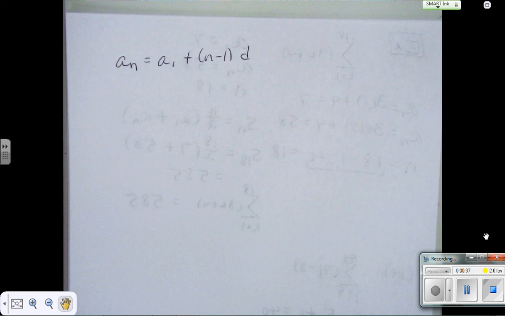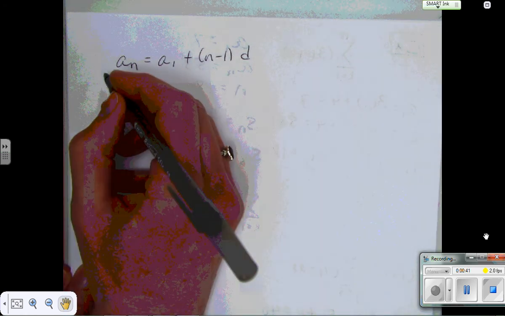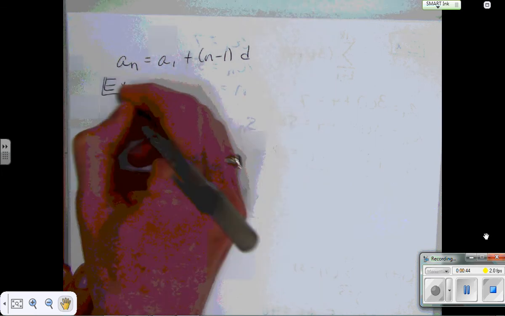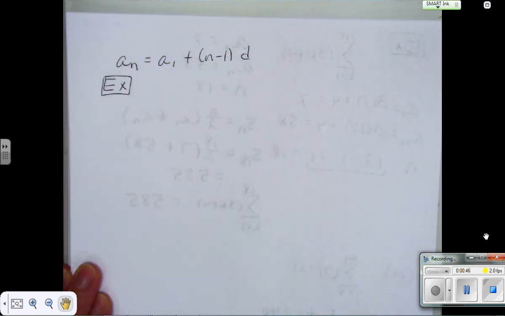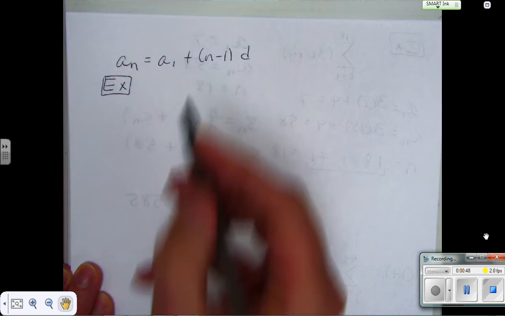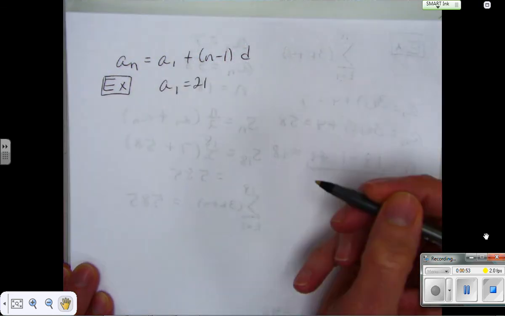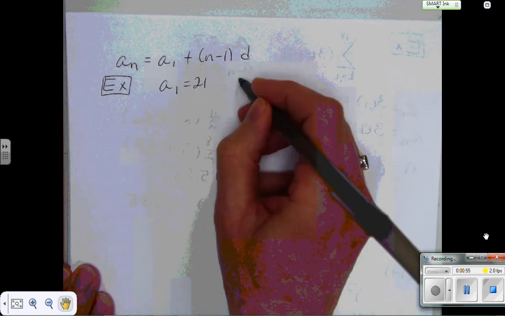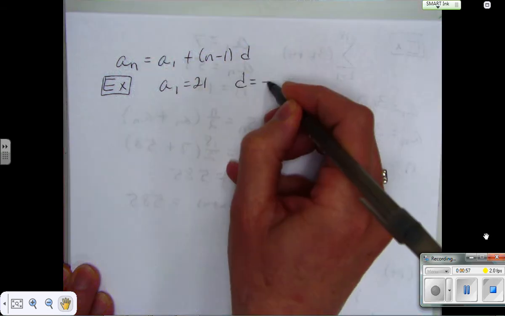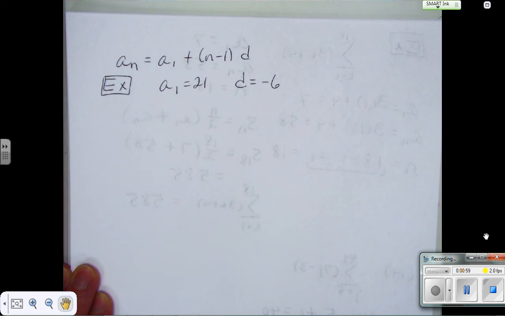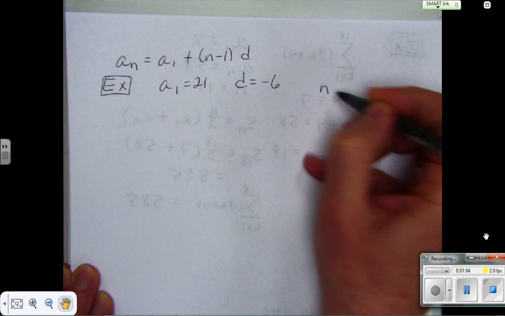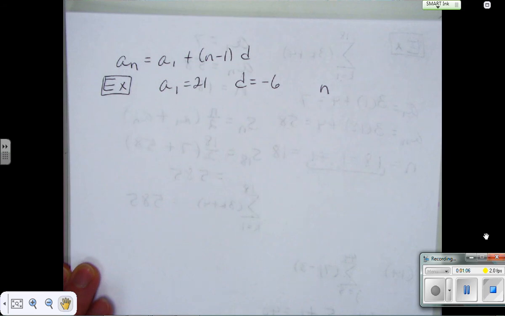So let's look at example 1. It says to find the 13th term of the arithmetic sequence when a sub 1 is 21. That's your first term in the sequence. And d is negative 6. So that's the difference between each term in the sequence. Okay, so I need to know what n is to find the nth term. What is n in this problem? 13, right. It tells you it's the 13th term.